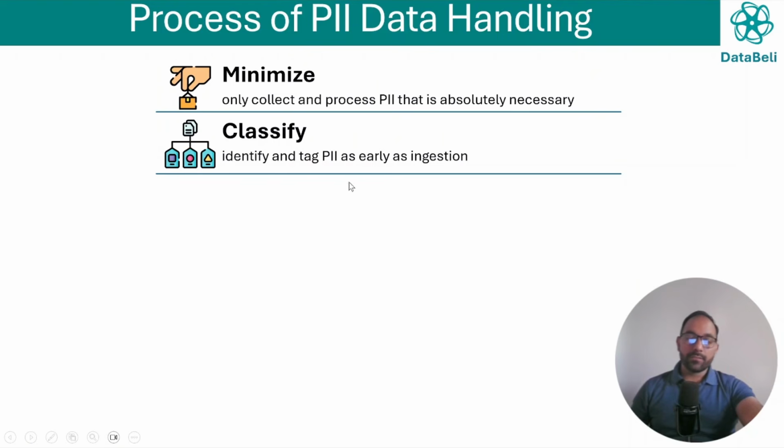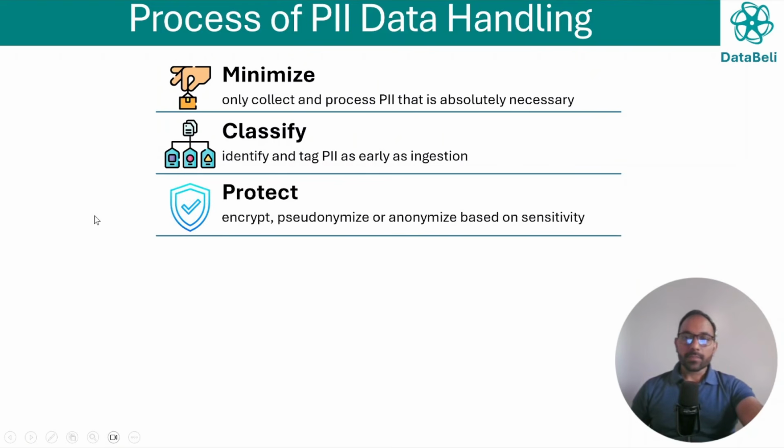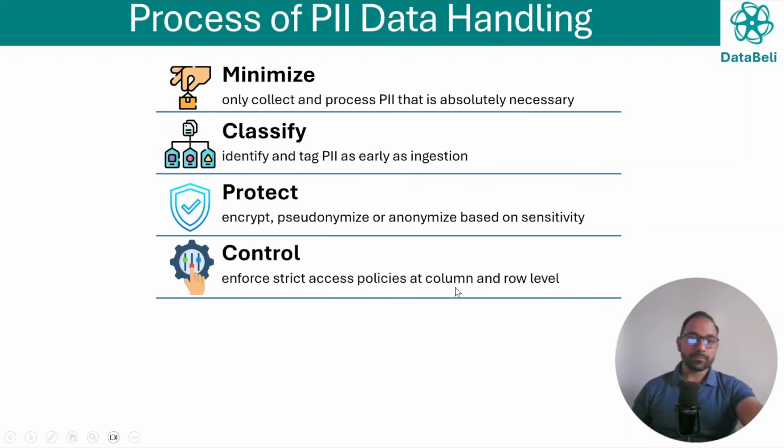After we know which data is PII, the next part is protect. For PII column handling, we can protect that data using different techniques like encryption, pseudonymization, anonymization, and so many more. This is going to be the biggest part in our demo and explanation, so we will discuss this one in much more detail.